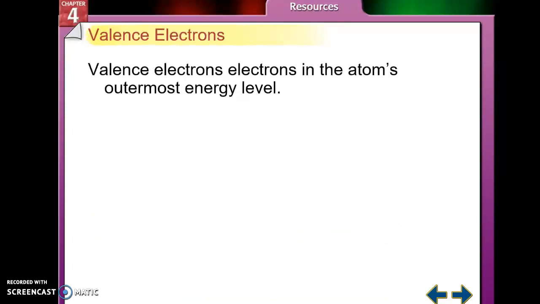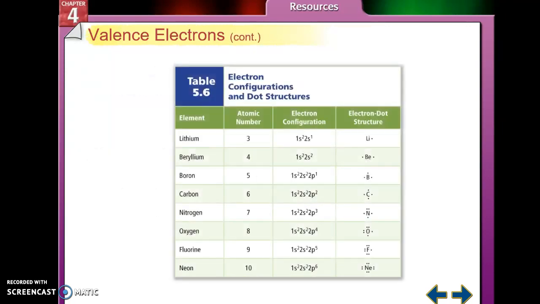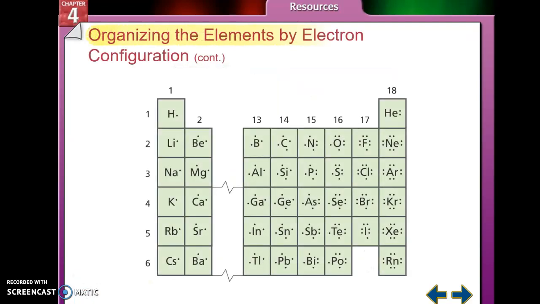So what this also tells me is the number of valence electrons. And the valence electrons are the electrons in the atom's outermost energy level. So whatever is that highest number. So I can do the electron dot structure, and that tells me the element symbol, and it represents the nucleus surrounded by dots representing the element's valence electrons. So I can get the electron dot structure from the electron configuration.